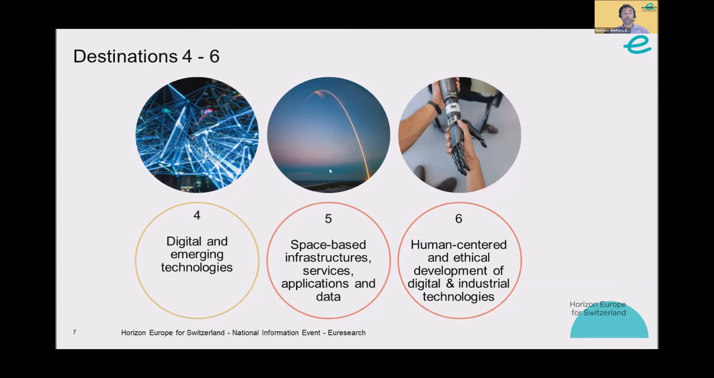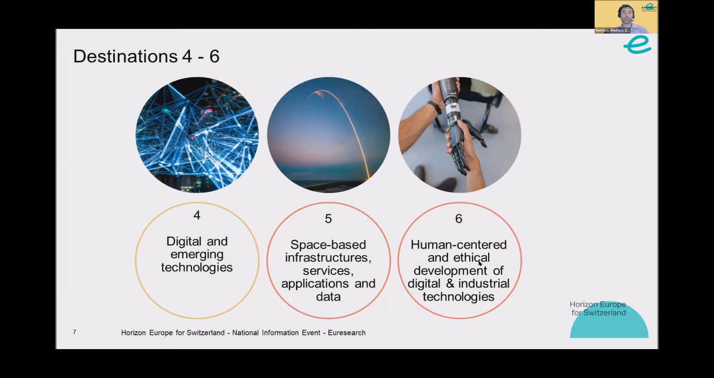Destination 5 is the one focusing on space. It's called Space-Based Infrastructures, Services, Applications, and Data. Space is the focus here. It's mostly about Earth observation and satellite-based navigation. These are the 2 big flagship projects of the European Commission, but there's also a lot about other technologies such as launch systems.